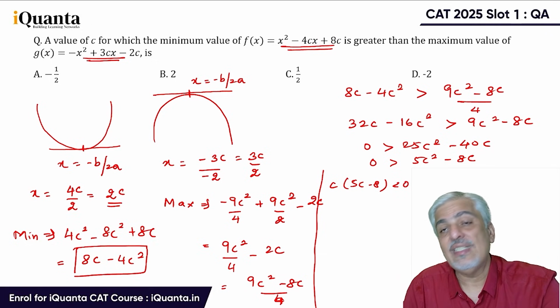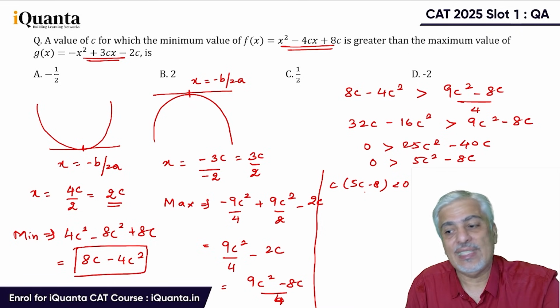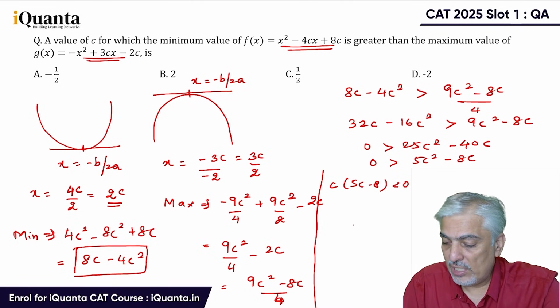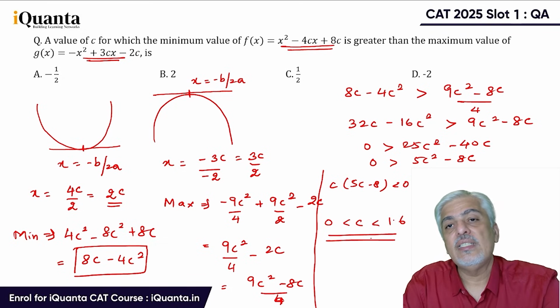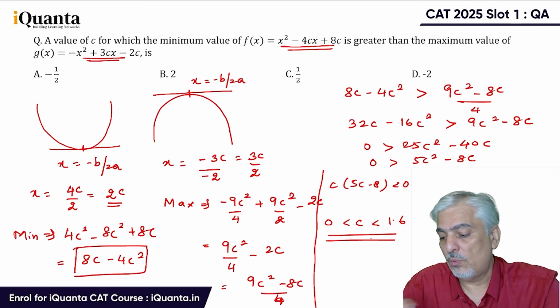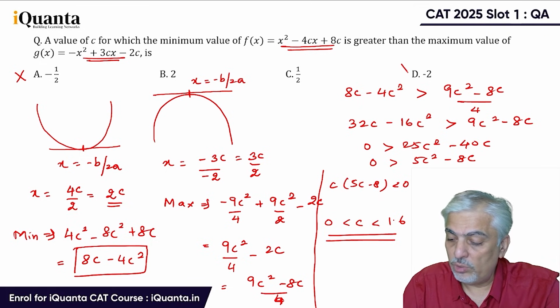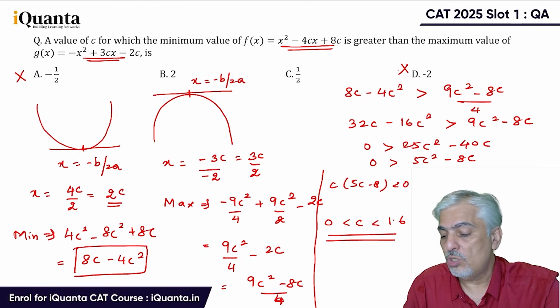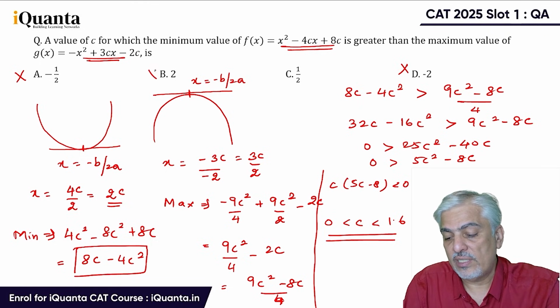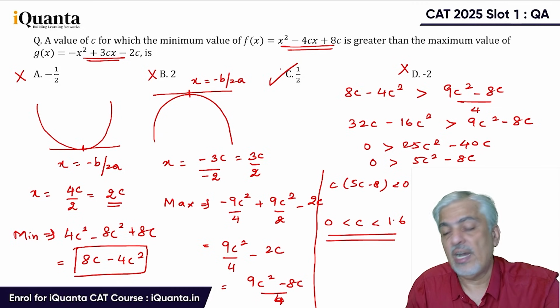Now, once I got this, what do I know? Basically the two roots are c is 0 and 1.6, since 8 divided by 5 is 1.6. So c is between 0 and 1.6. Now, if it is between 0 and 1.6, I just have to go to the options. Negative half is out. In fact, both the negative values are out. 2 is also out because 2 is greater than 1.6. Only the option half will remain.